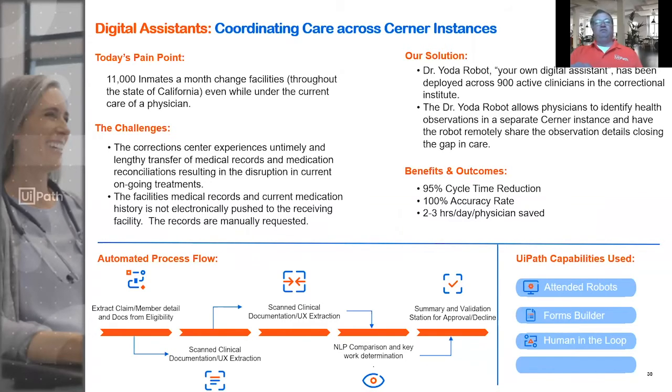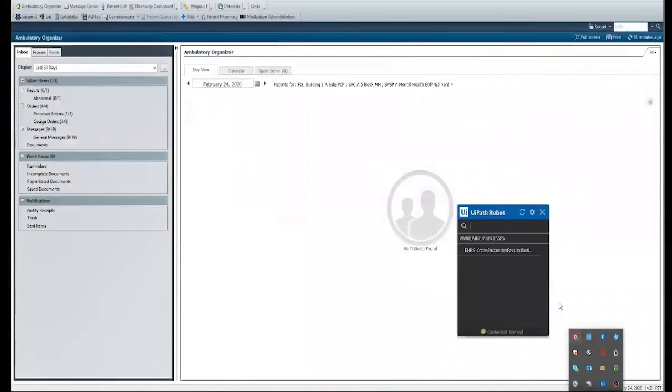So this is going to bring a provider into the loop. What we're going to see is a 95% reduction in time, a 100% accuracy rate entering in that data. And in this case, we're actually going to save the providers 2 to 3 hours per day. So pretty exciting.